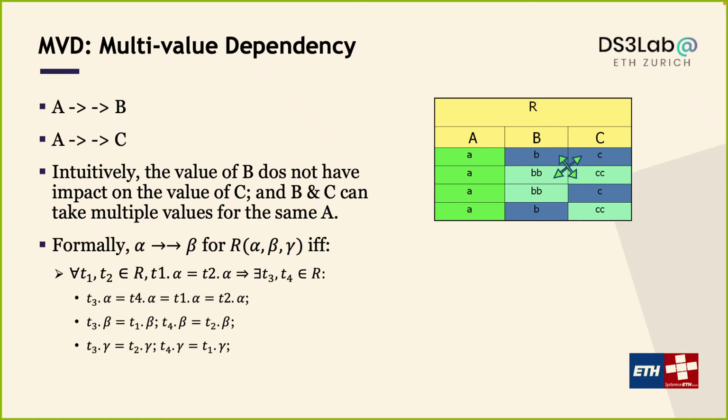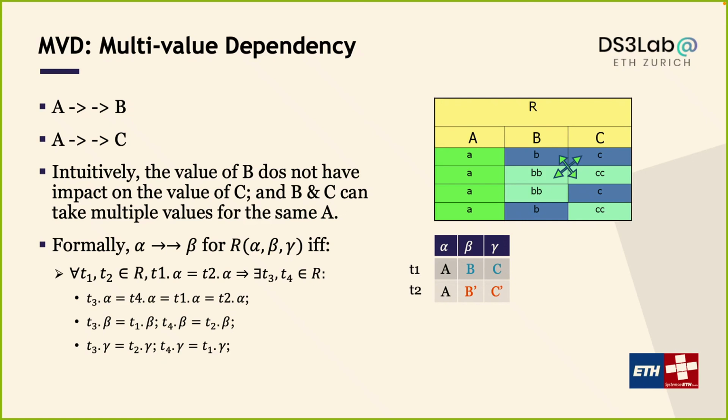Essentially, it means, how can we model something being independent? If you give me two tuples, T1 and T2, that share the same alpha, if I swap their beta and gamma values, I can find those two tuples in the relation. So their beta and gamma don't really matter too much, because I can swap them and generate two existing tuples.